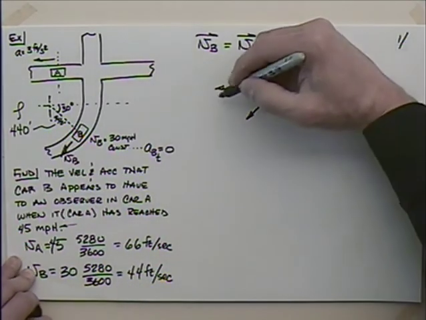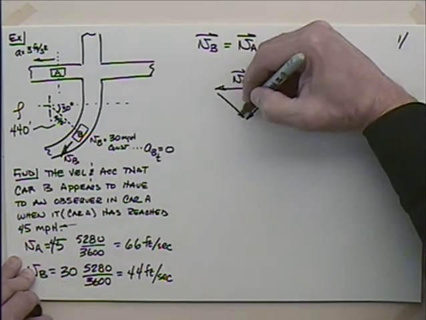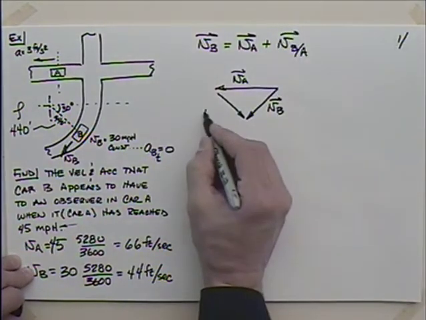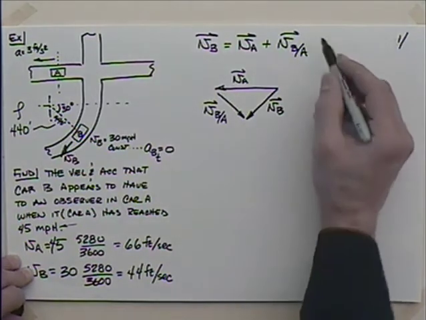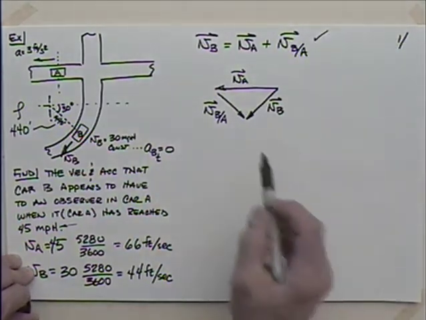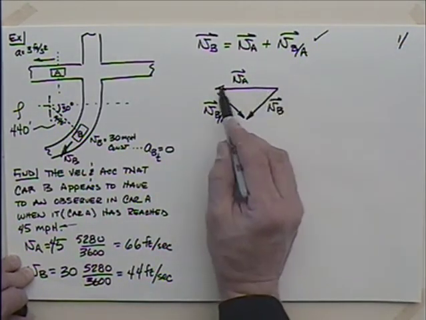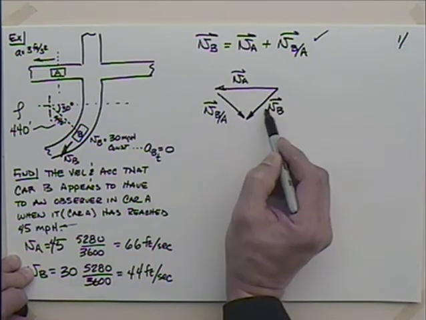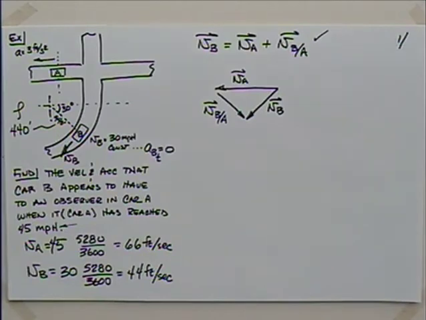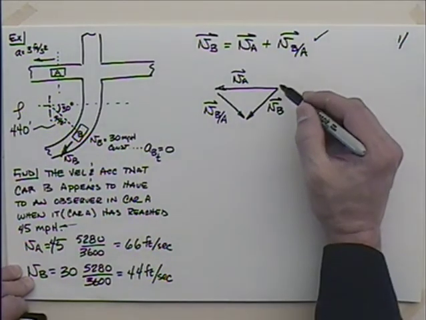And then I could put this vector in here, the velocity of B with respect to A. Does this observe our vector expression up here? If I take the velocity of A, this vector, and add it tip to tail to this one, the velocity of B with respect to A, I get the velocity of B, don't I? Well, let me work on the geometry here just a little bit more.